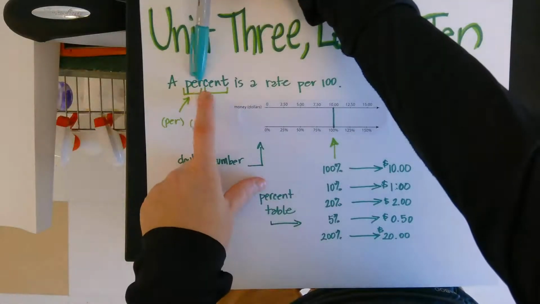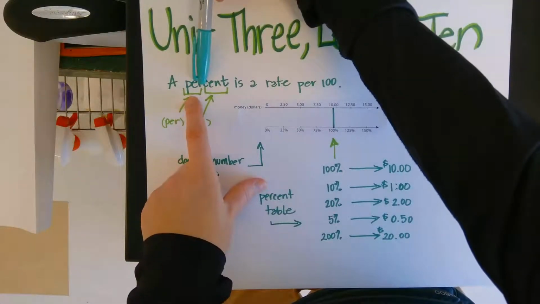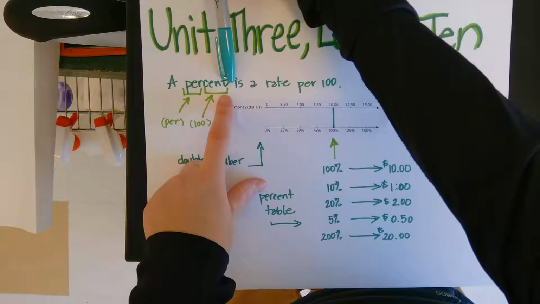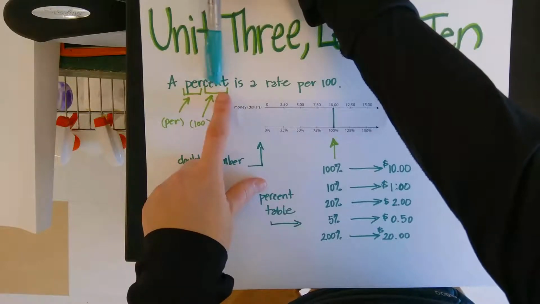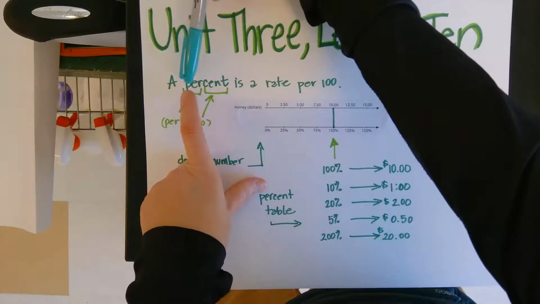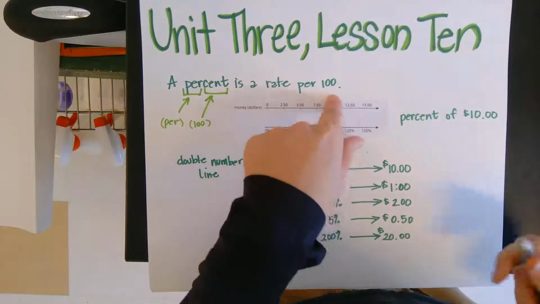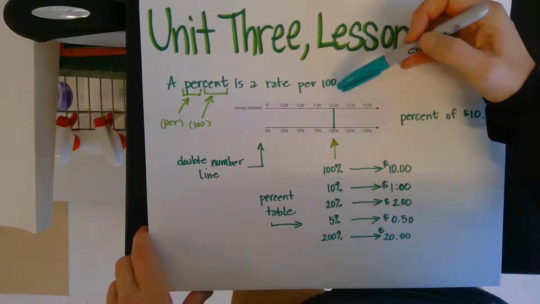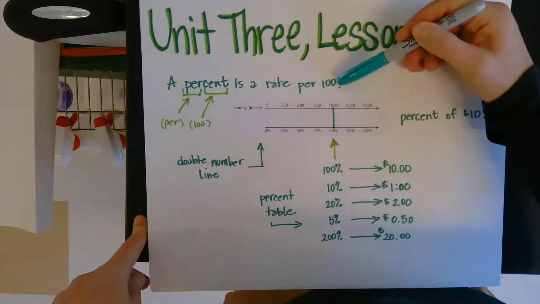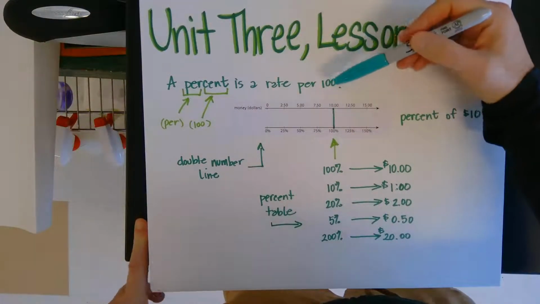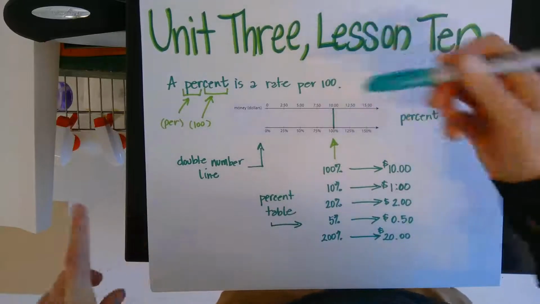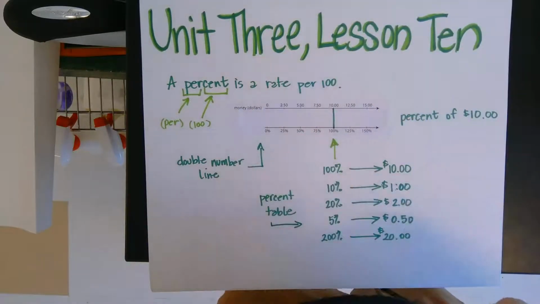So if we just break apart the word percent, we get per 100. Cent means 100. That's the root meaning of the word cent. So per cent means per 100. And that means it's a rate per 100. And as you know, we love working with hundreds. Our brain likes it. It's a power of 10, so our brain likes it even more. So we're going to be working with percents a lot.